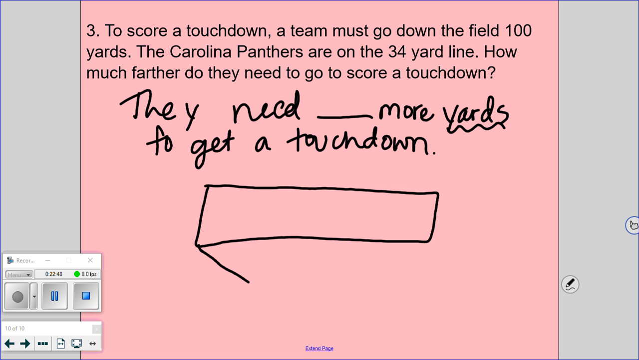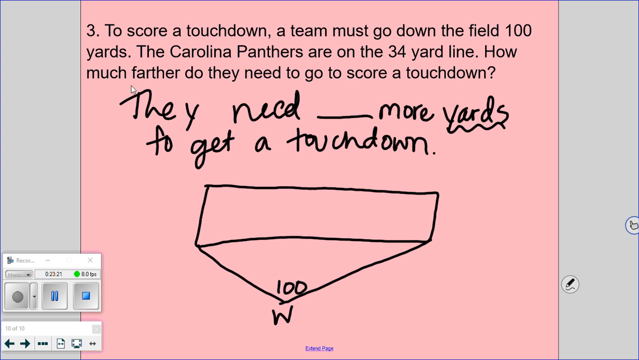Always start with our whole. Hunter, what is it that I'm counting again? Yards. Do I know the total amount of yards that they need to go? Yes. No. Reread that problem. Do I know the total amount of yards they have to go? What do you think, Hunter? 100. They have to go 100 yards. So my total is 100.